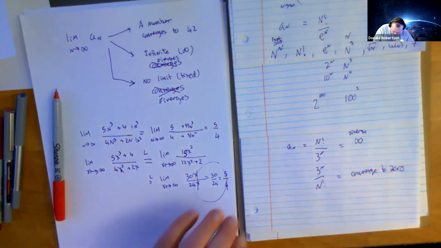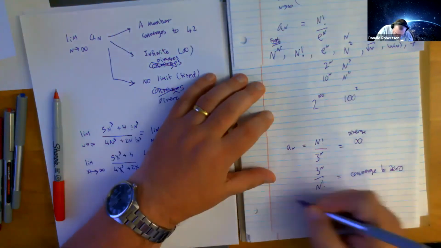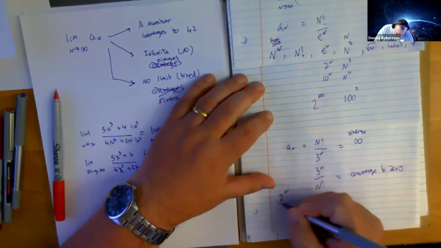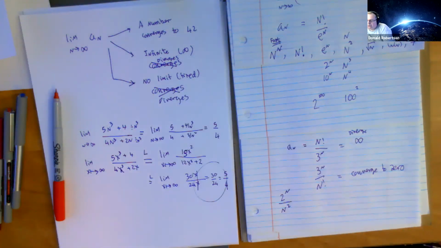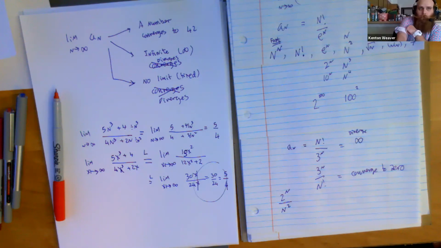So how about 2 to the n over n squared? Who's going to win? Two to the n. So what's the limit of this fella? Infinity.